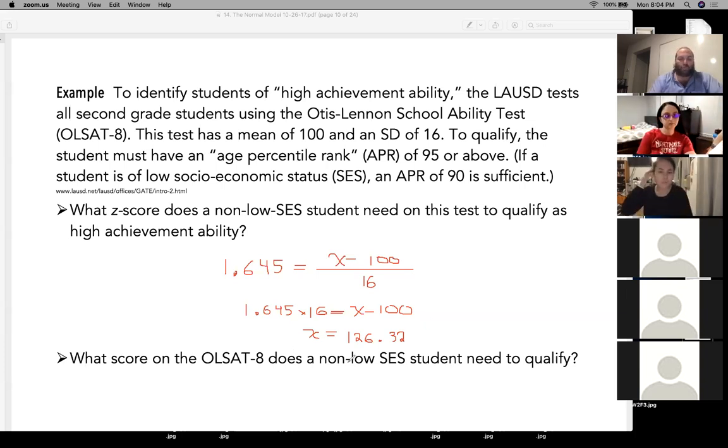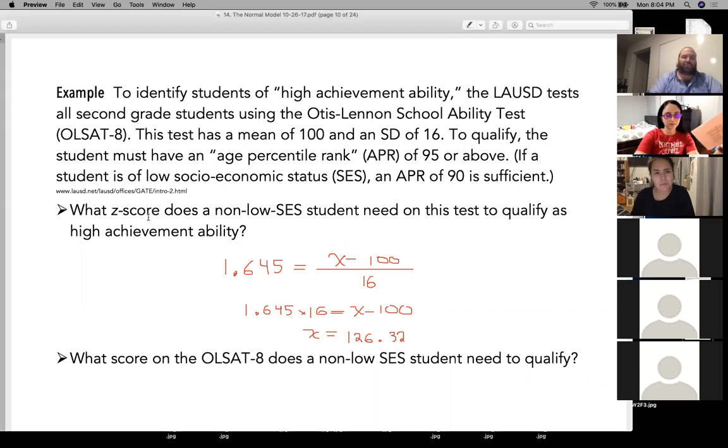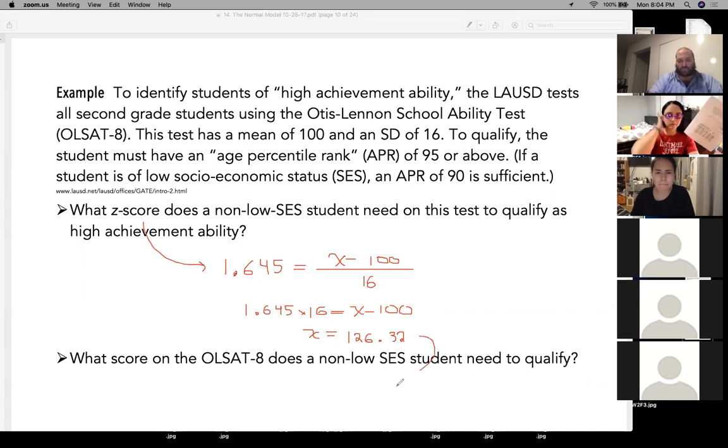Now, what score on the OLSAT 8 does a non-low SES student need to, didn't we just do that one? That's probably a typo. Oh, no. First they asked what z-score, and the answer is 1.645. And then they asked what actual score, and the answer is 126.32. That was my bad, I combined them together into one problem. The z-score is 1.645, and the actual score is 126.32.